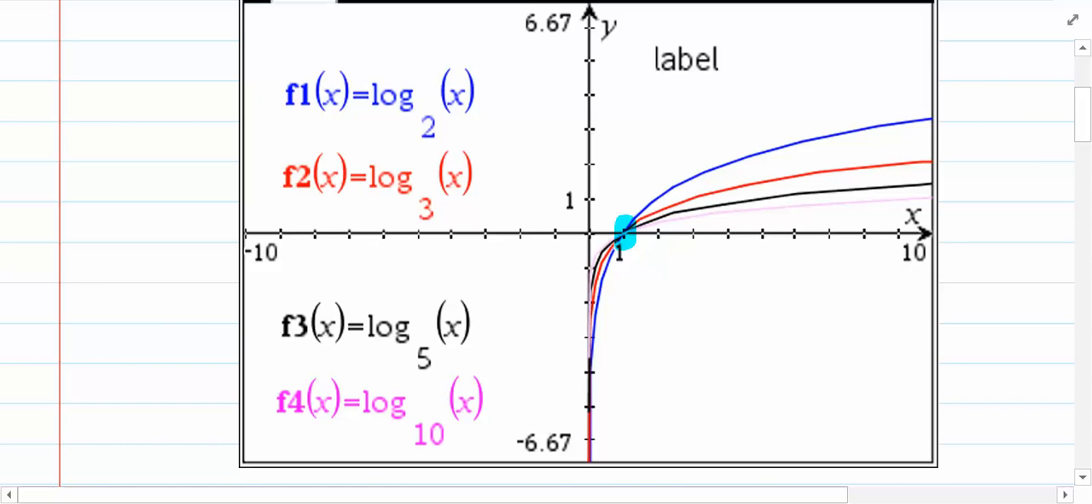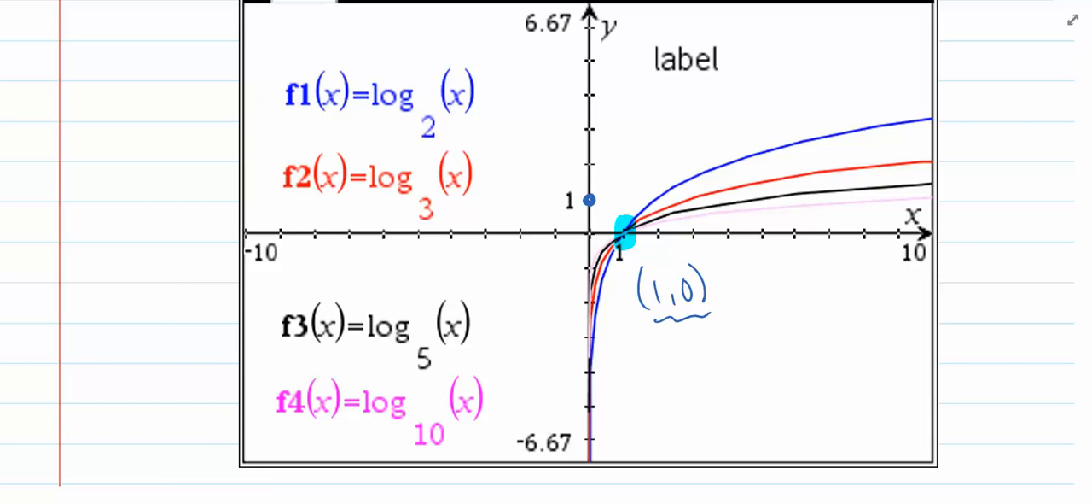First off, let's notice that they all have the same point in common. They all have this point right here at (1, 0). So much like exponential functions always have the common point (0, 1), this one has the common point (1, 0). That's the inverse of (0, 1). And as far as the behavior for the others, hopefully you recognize that this is pretty accurate as well.